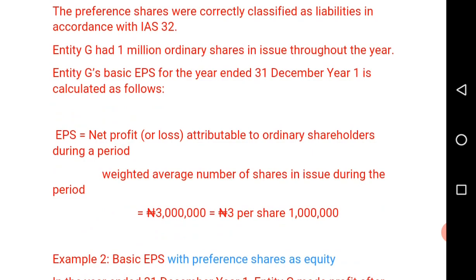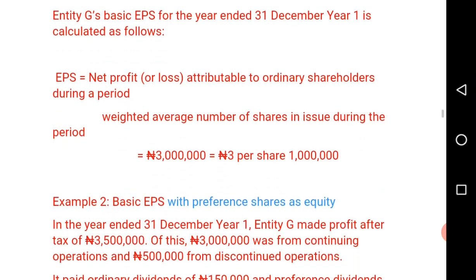So we have 3 million divided by the number of shares, which is 1 million ordinary shares in issue throughout the year. So we have 3 naira profit per each share owned in entity G by an investor. So for each share, I get 3 naira as gain. For each share in entity G, I get 3 naira as gain.